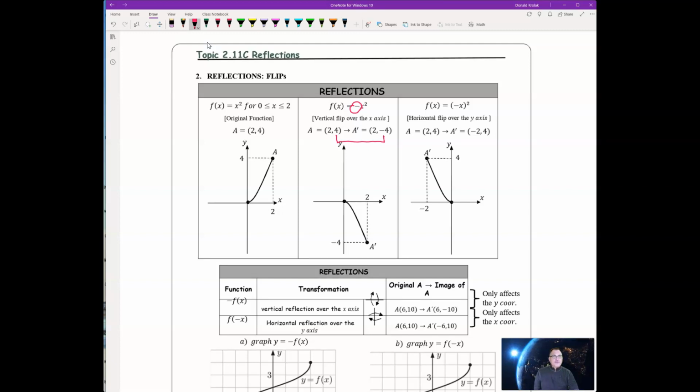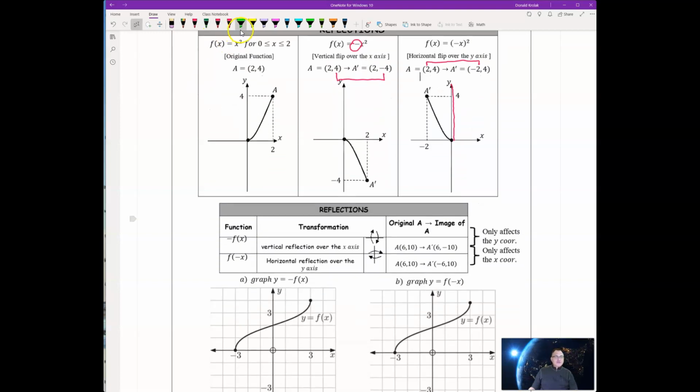If we flip over the y-axis here, then we're taking the x value and we're multiplying it by -1. So that's reflections.